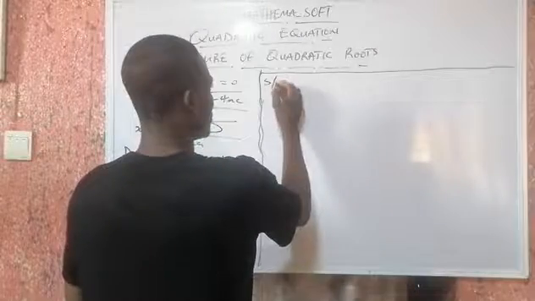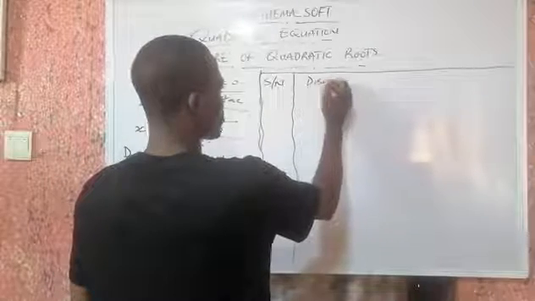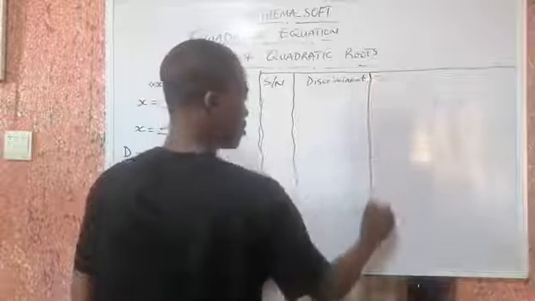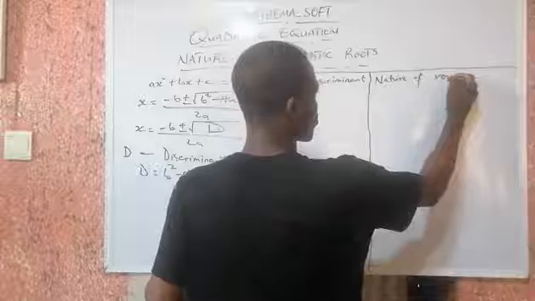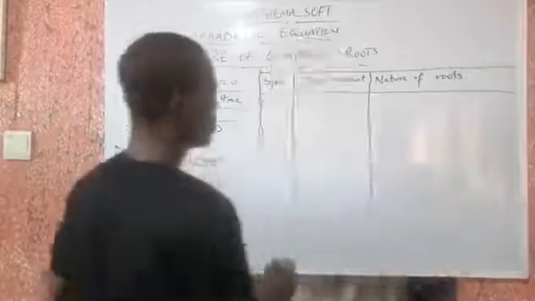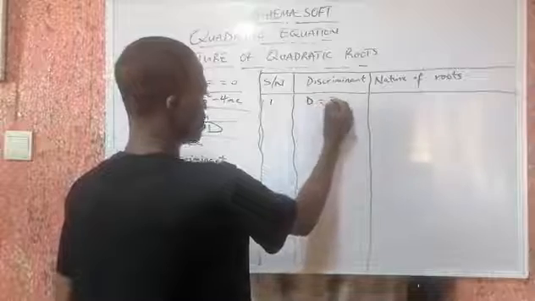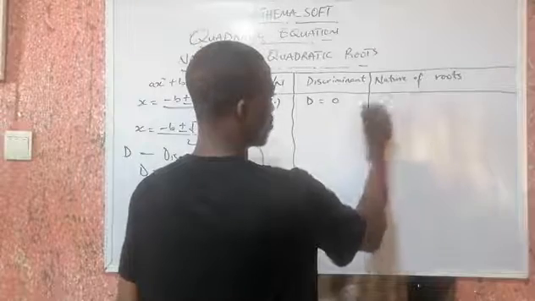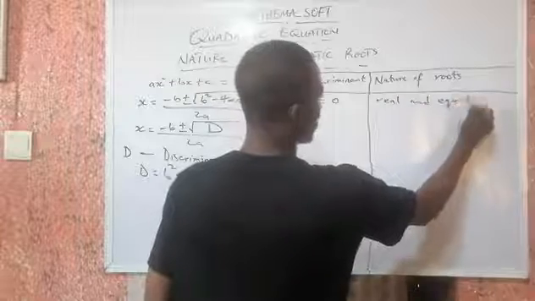Let's call this the real number, this our discriminant, and this the nature of roots. The first condition is D equals 0. That's what we look at. D equals 0, so we say that the roots will be real and equal in this case.